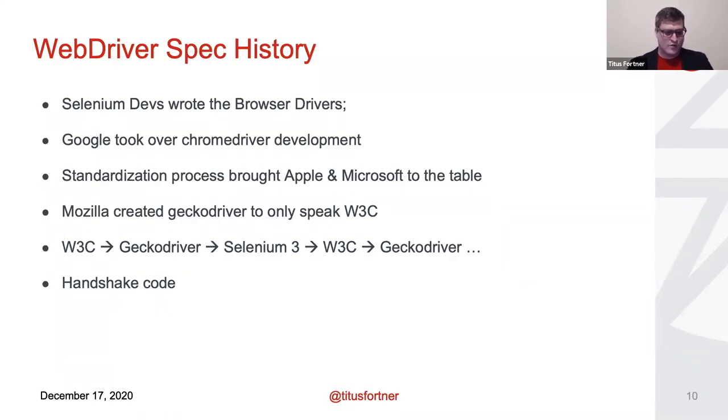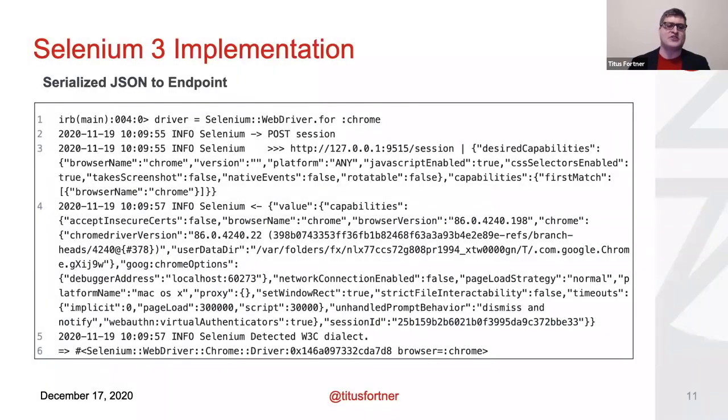And the thing to keep in mind with Selenium 3 is we have this handshake code. So let's take a look. This is what it looks like when I start a session, this is Ruby specifically here, Selenium WebDriver for Chrome. It's posting to a session. It's posting to a specific URL. This is localhost, that's the Chrome driver port, to the session endpoint, and it's passing all of this stuff. And then it's getting, like line 4 there, it's getting the value back.